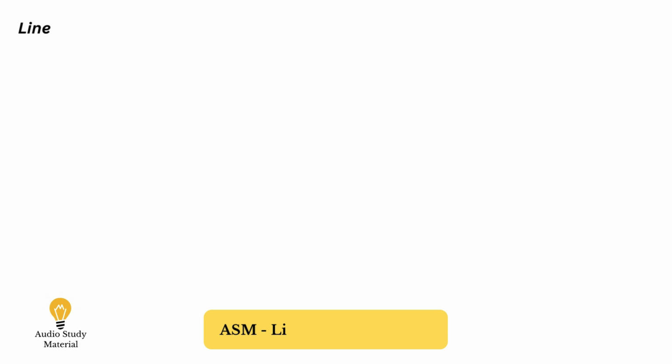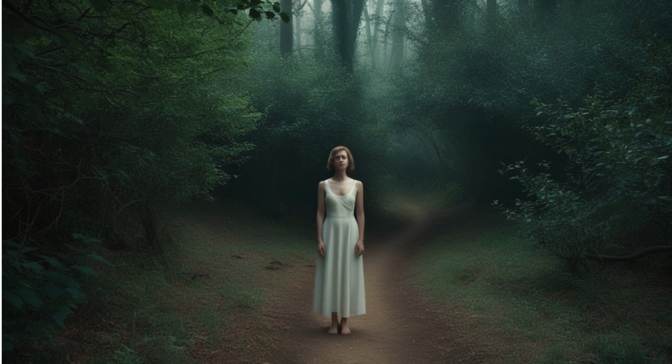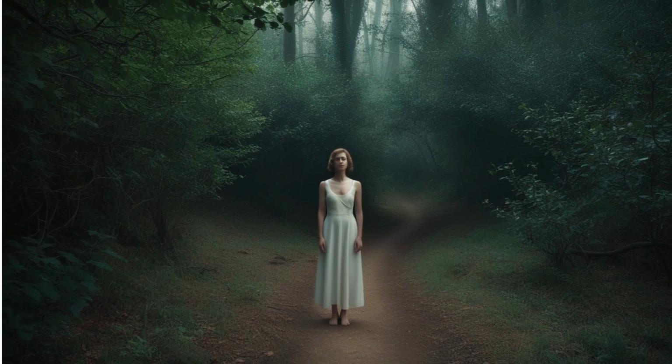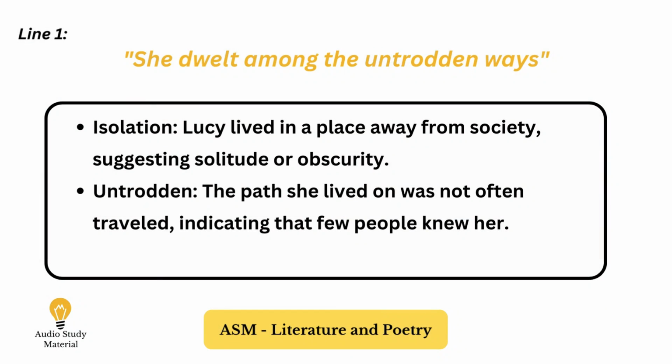Line 1. She dwelt among the untrodden ways. The poem begins by emphasizing Lucy's isolation. She lived in a remote, untouched place, away from society and the usual paths people take in life. The phrase untrodden ways suggests a life lived in solitude, where few ventured. This creates an image of Lucy as someone whose existence was largely unknown to others, living apart from the crowds in her own world.